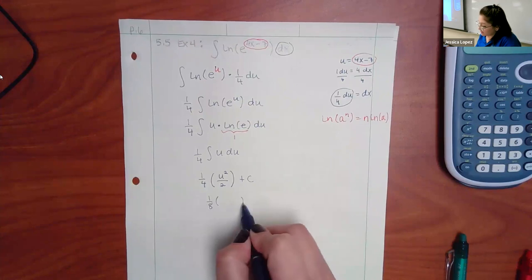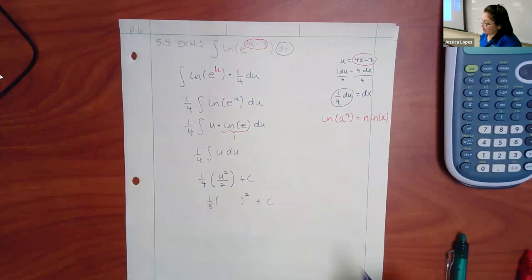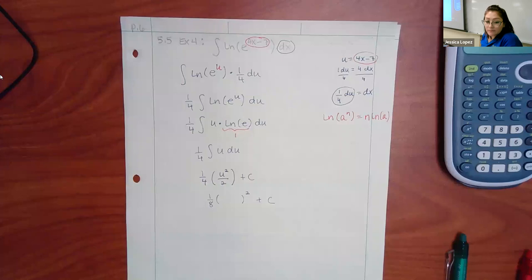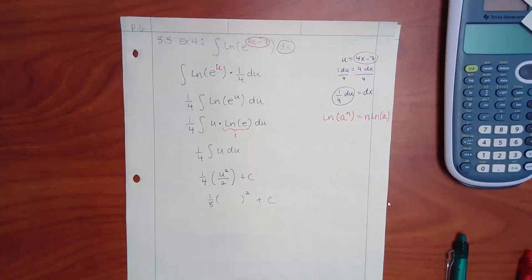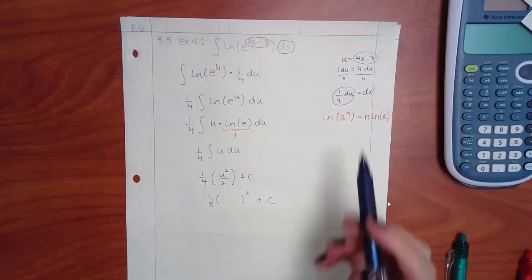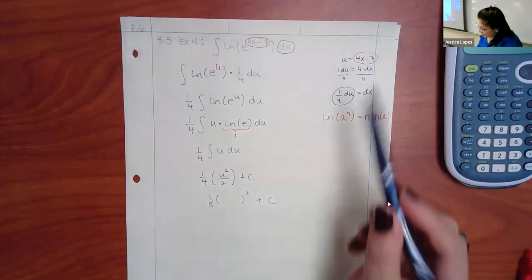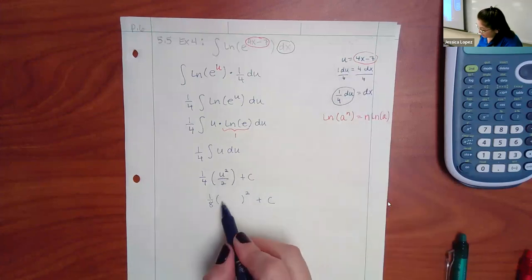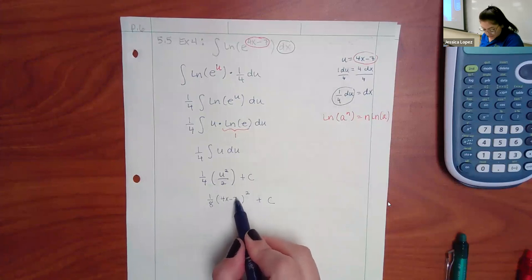And what is it that's actually being squared here? 4x minus 7. u was this guy, right? So that u right there is going to become 4x minus 7. Good.